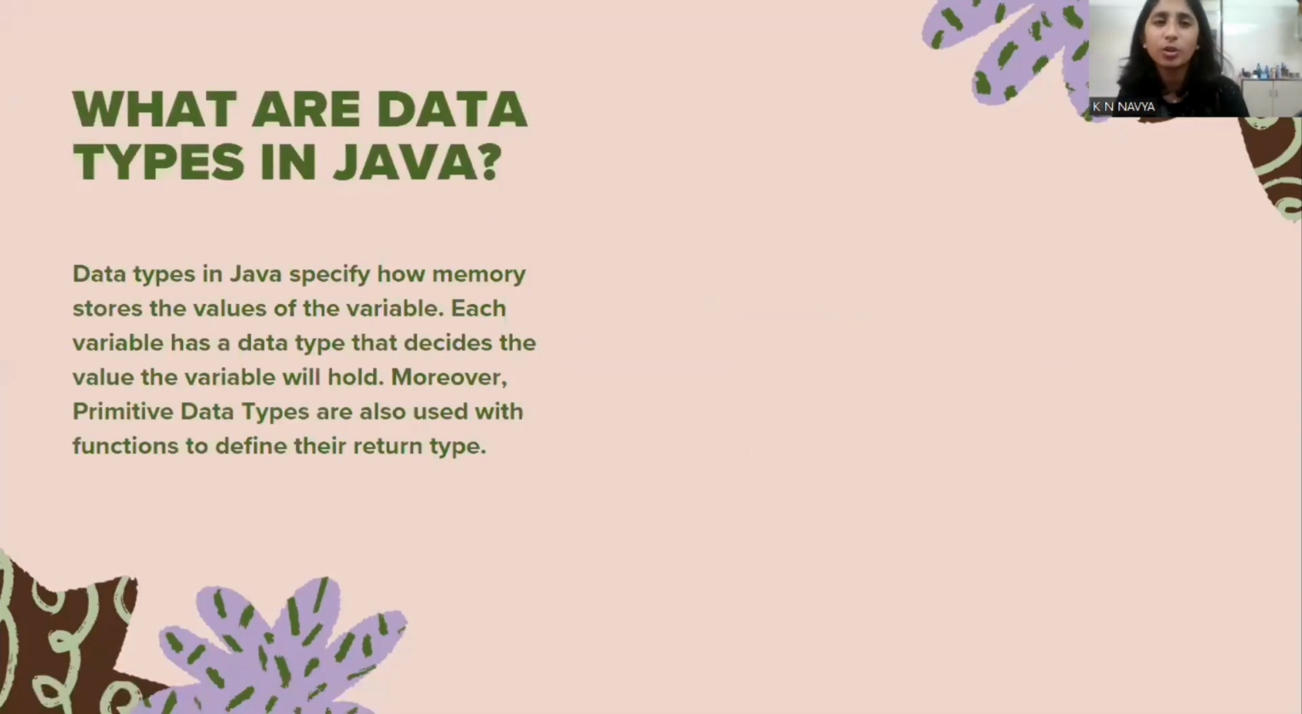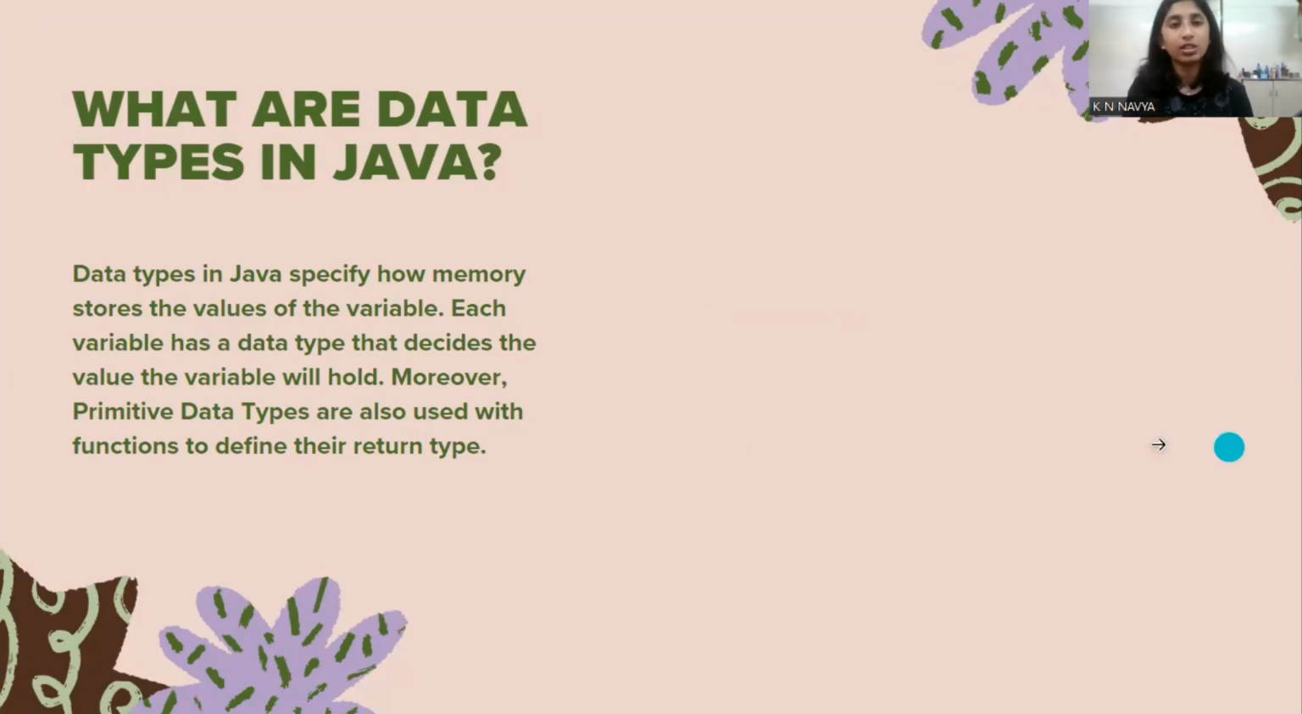So, before knowing what primitive data types are, let's see what a data type is. A data type in Java, or in any other programming language, specifies how memory stores the value of the variable. Each variable has its own data type that decides the value the variable holds. Moreover, the primitive data types which we'll be seeing are also used with functions to define the return type.